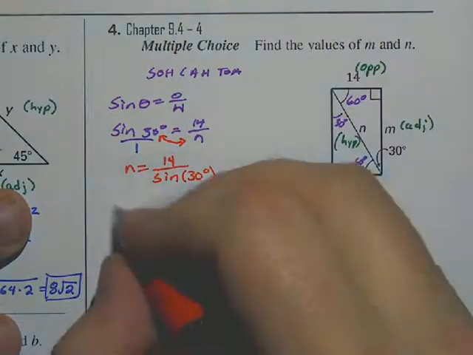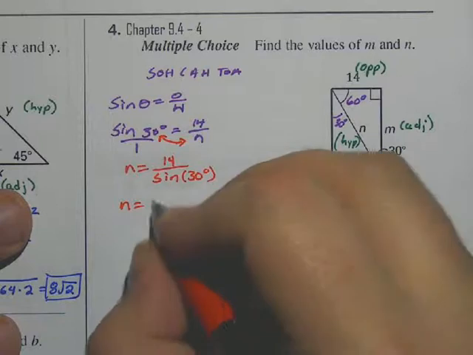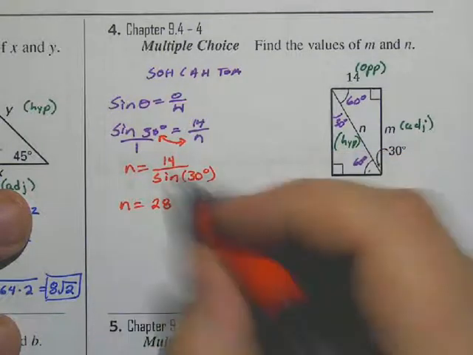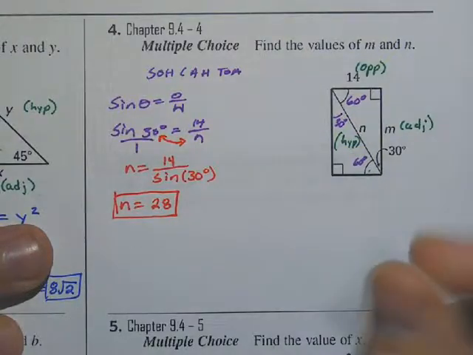And that's going to be, when I plug it into my calculator, 28, I believe. 14 times 2. Okay, and then how do I find M?